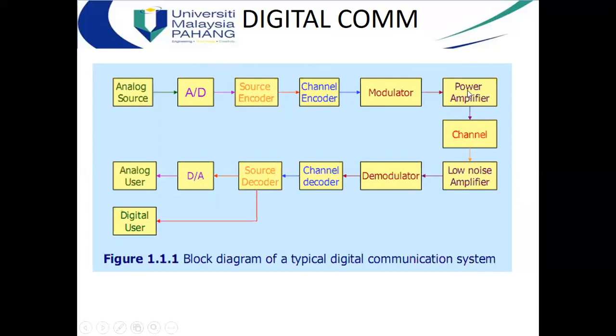Then before pushing the data to the channel, we need to amplify the power, and at the receiver side, there is a low noise amplifier, demodulator, channel decoder, source decoder. And then if the user is a digital user, data can be directly transferred to the user. Otherwise, it should go through a digital to analog converter in case the user is analog.